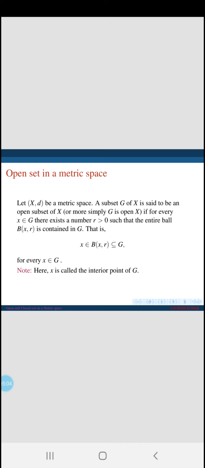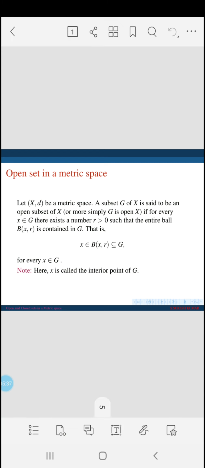Let (X, d) be a metric space. A subset G of X is said to be an open subset of X, or more simply, G is open in X, if for every x belonging to G, there exists a number r > 0 such that the entire ball B(x, r) is contained in G. That is, x belongs to B(x, r), which is fully contained in G for every x belonging to G. Here, x is called an interior point of G. When G is open, every point of G is an interior point of G.